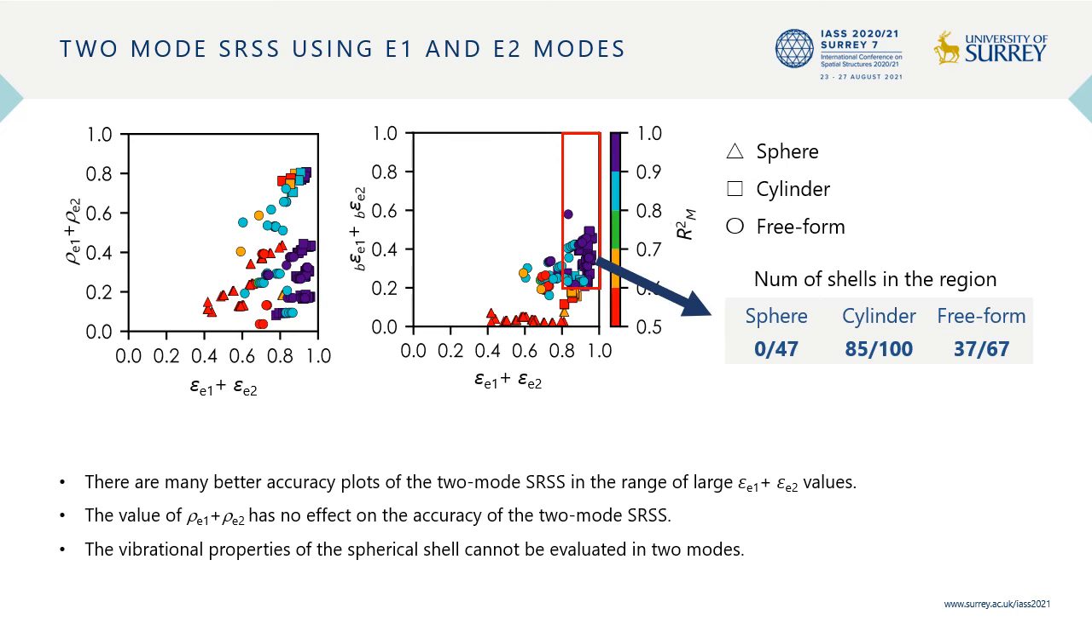In this slide, we focused on the E1 and E2 modes, but the same phenomenon was observed when we focused on the R1 and R2 modes. Therefore, we can conclude that it is important to focus on the E1 and E2 modes with large strain energy ratios.